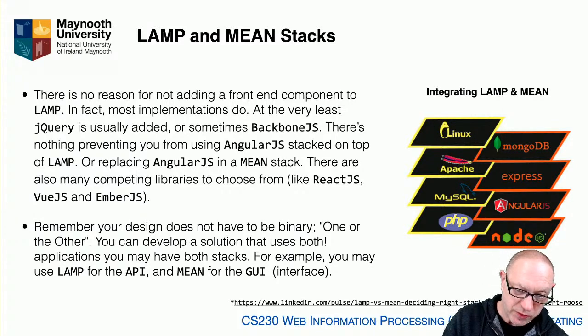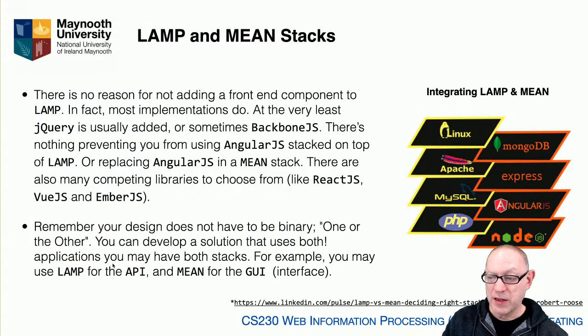But you get a sense of what the tiers are and what the tiers do and how you can then replace them. Your design doesn't have to be binary. It doesn't have to be a binary choice, where it's one or the other. You can develop a solution any way you like that uses both. You can have applications that have many stacks or both stacks. You may have a LAMP for the API and a MEAN for the GUI.